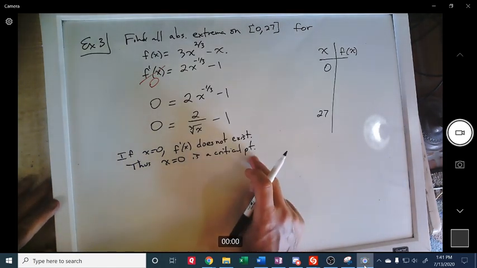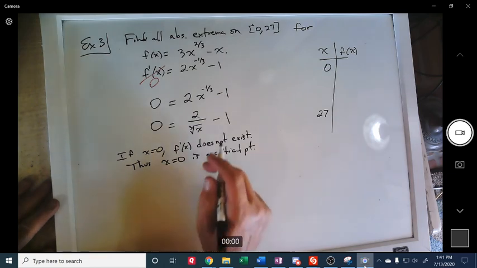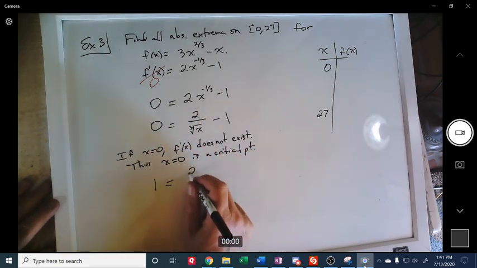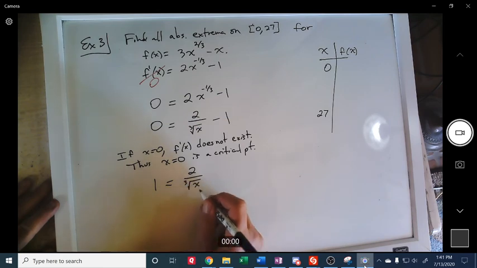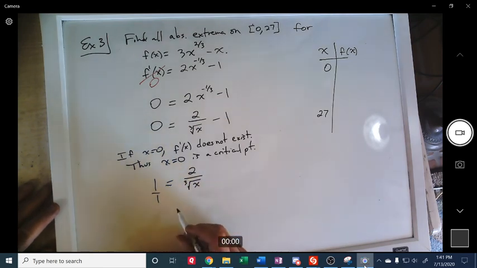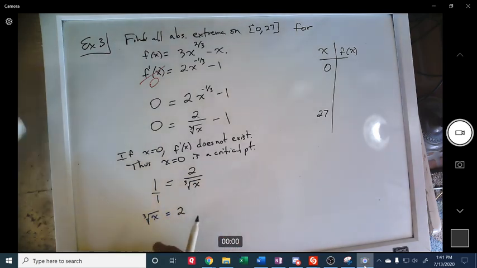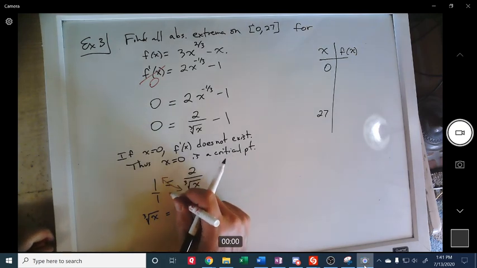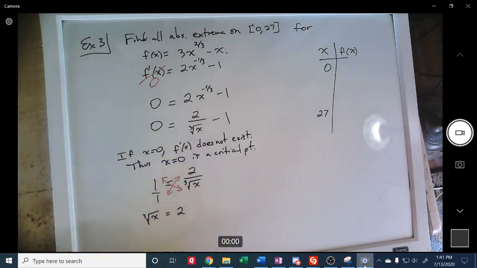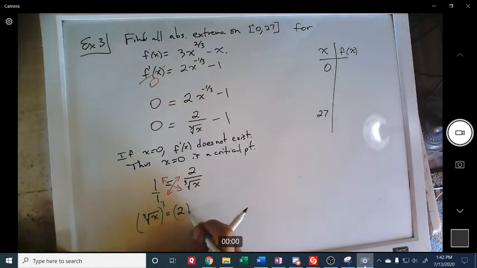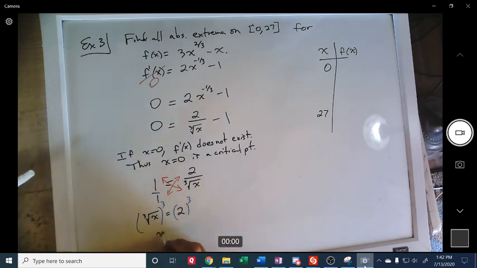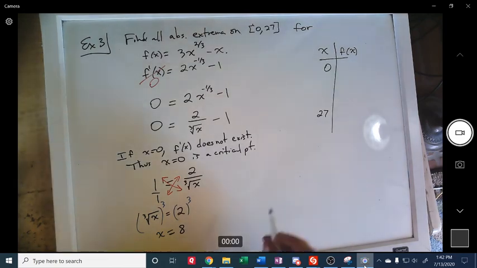Okay, so that one, then the other one, we have to solve this. So I'm going to add 1 to both sides. I'm going to cross multiply. So this times this is equal to this times this. And I'm going to cube both sides. So 8 is a critical point.